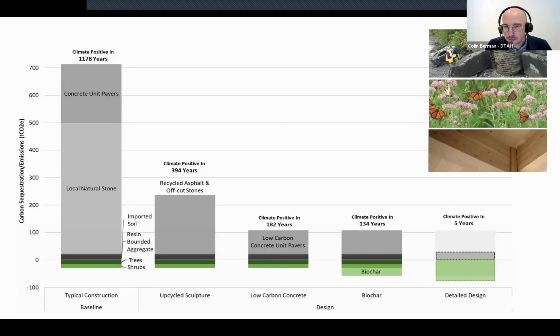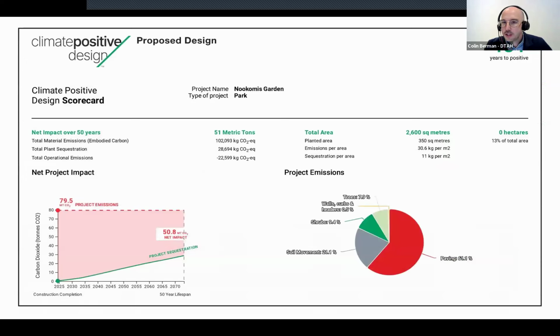We also proposed low-carbon concrete pavers with 40% supplementary cementitious materials, which further cut emissions. Finally, we focused on increasing carbon sequestration by increasing the number of large trees, native plants, and by using biochar as a soil additive, which speeds plant growth and improves the soil's ability to sequester carbon. With these changes, we were able to reduce the years to positive time to 134 years from that initial 1,200, a remarkable change for an urban site.